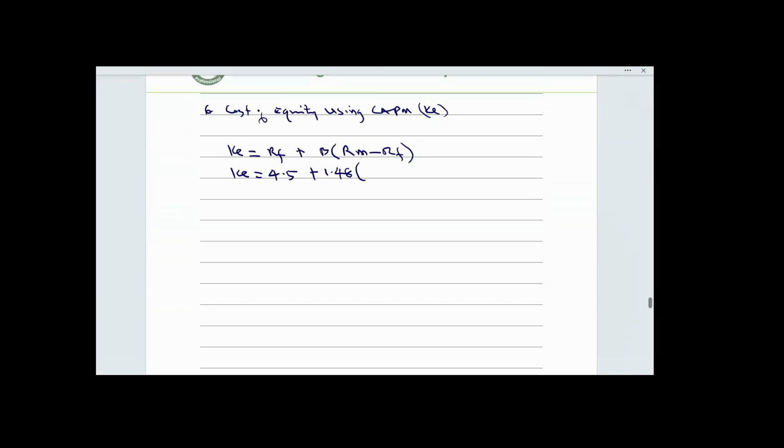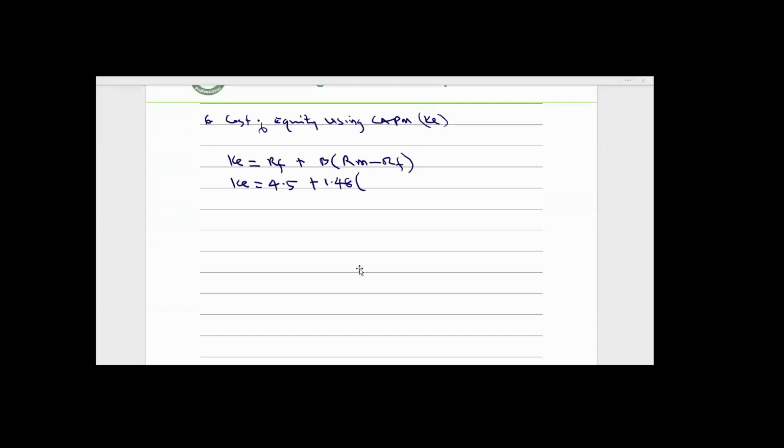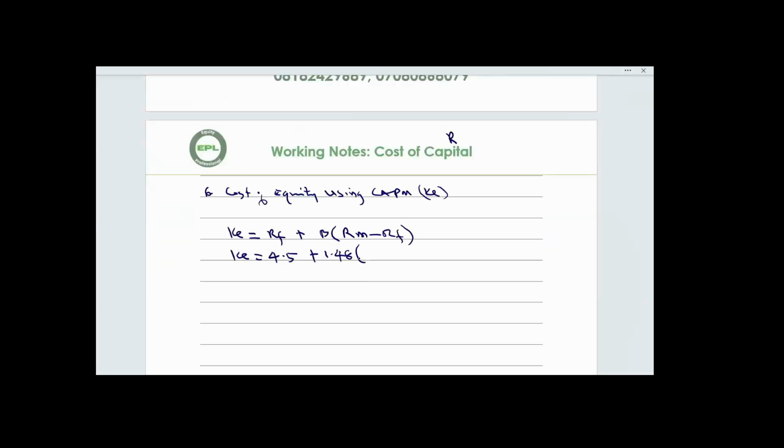3.5. So according to the question, the examiner has given you the equity risk premium. So you are not given market return, but you are given equity risk premium. You recall when I was giving the note last week, I mentioned to you that market return minus risk-free rate of return is called market risk premium. So you have been given the market risk premium to be 3.5. So here you just put 3.5. That's it.